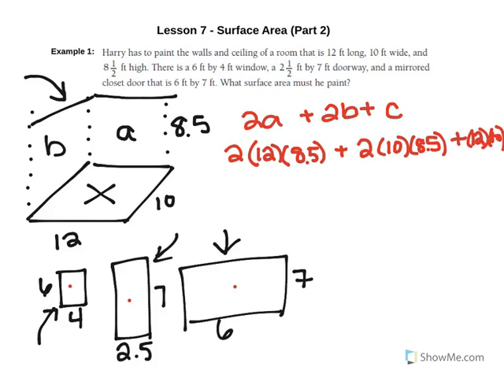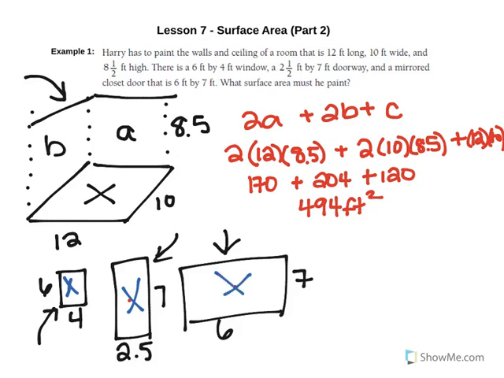So if we multiply this out, we would have 170 plus 204 plus 120. And all together, we would get 494. So that would be feet squared, so square foot. All right, now we're going to use this to subtract the window, the door, and a closet. So let's find each of those things.